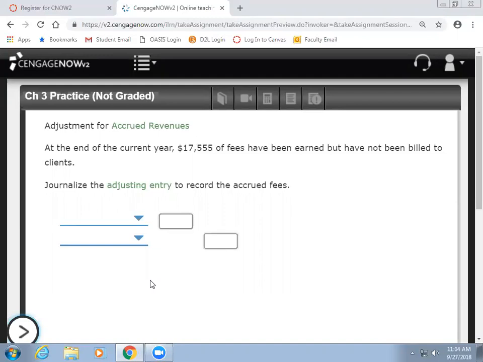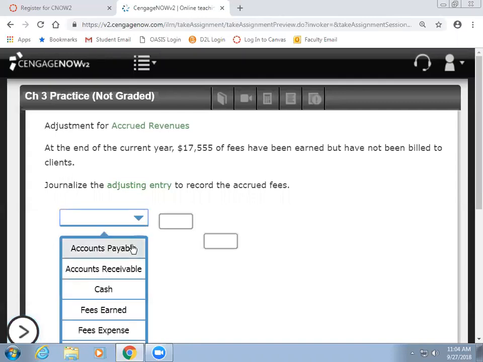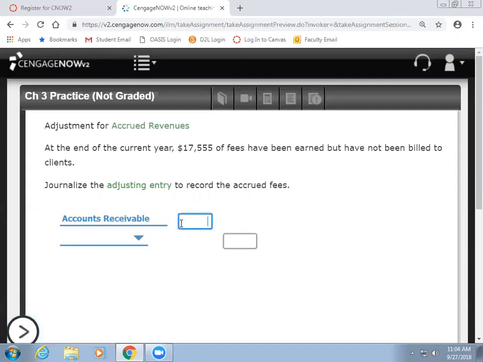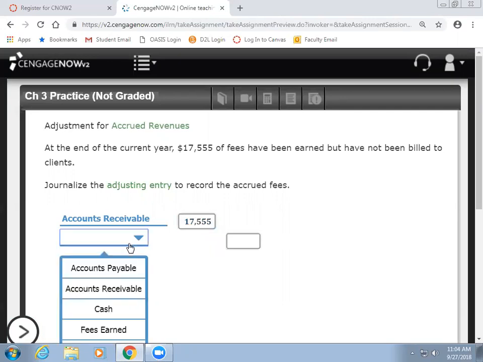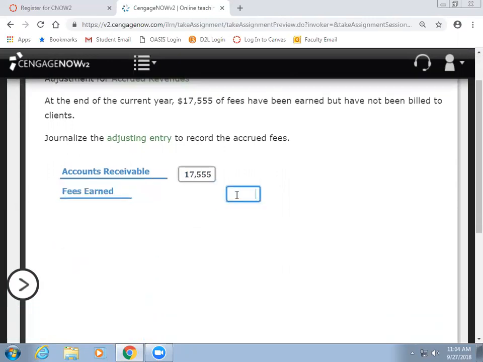So what would I debit and credit to recognize revenue when the customer is not paying right now? Accounts receivable. Perfect. I'm going to debit accounts receivable for the $17,555 and credit fees earned $17,555. Okay.